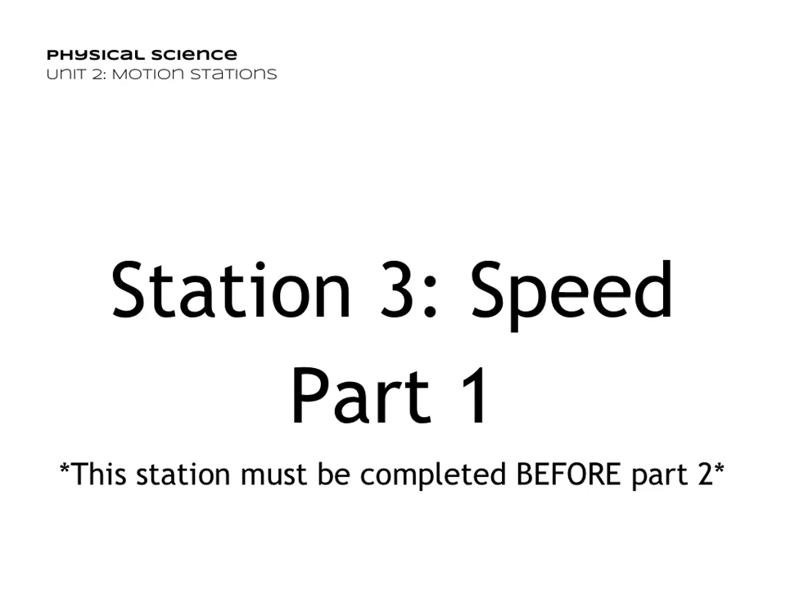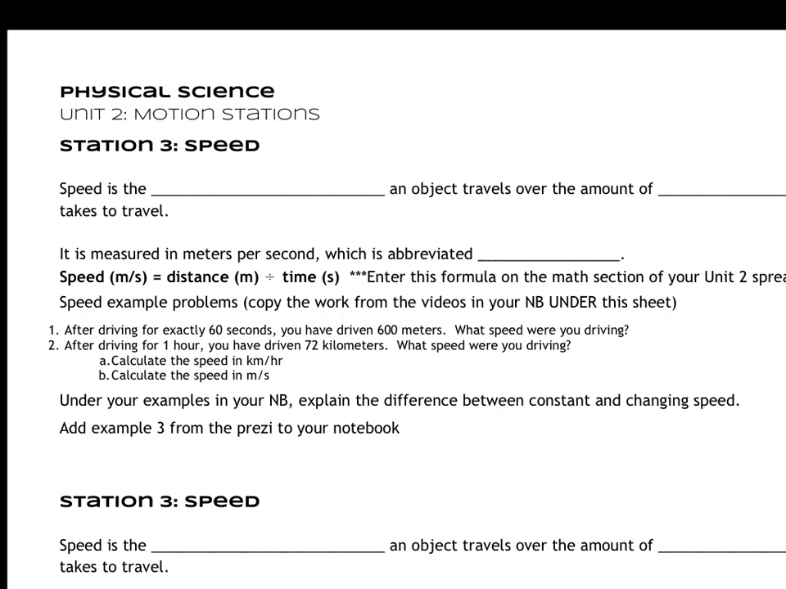This is the first video for the Physical Science Motion Stations, station number 3, which is speed part 1. This is the handout you should be using with this station, and you'll fill in the blanks based on the Prezi provided. And so now we'll look at example 1.